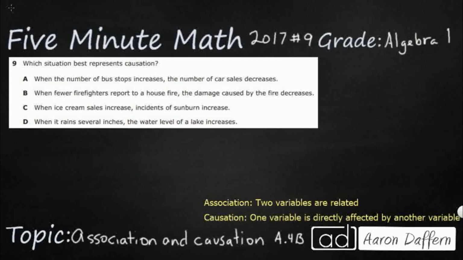Today we are looking at the Algebra 1 concept of association and causation. This is standard A.4B in the great state of Texas, and we are using item number 9 of the 2017 released STAAR test. If you haven't done so already, please go ahead and take a moment to pause the video, work this problem out on your own, unpause it, and we will look at our answers together.